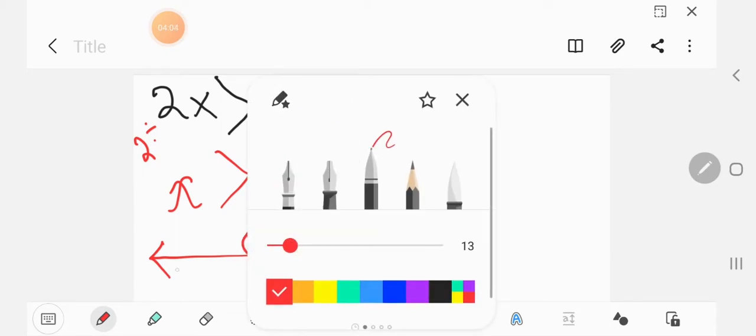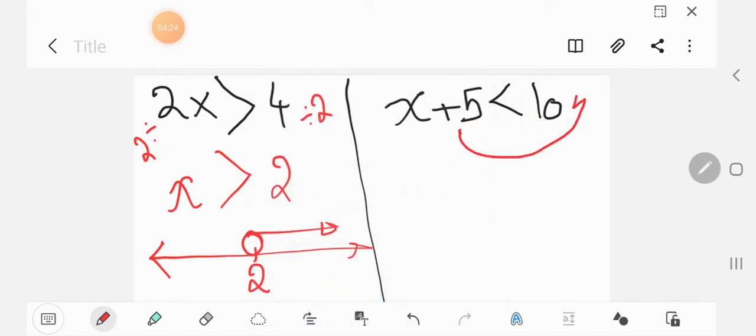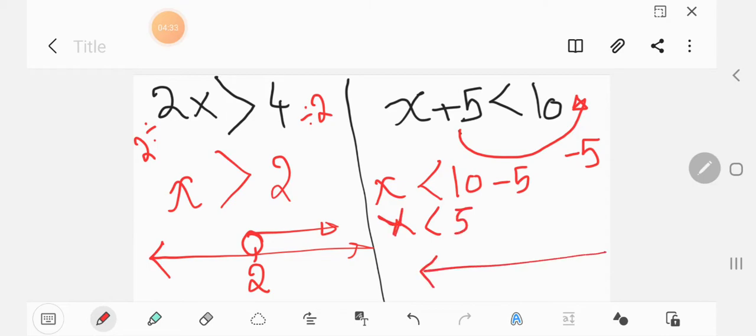If we have here x plus 5 smaller than 10, we are going to move the positive 5 to the other side with a different sign. So x is smaller than 10 minus 5, x is smaller than 5. It's very easy, right? And draw our famous number line, going to the left.